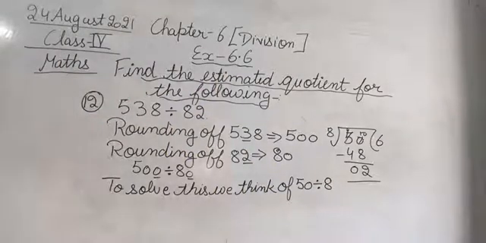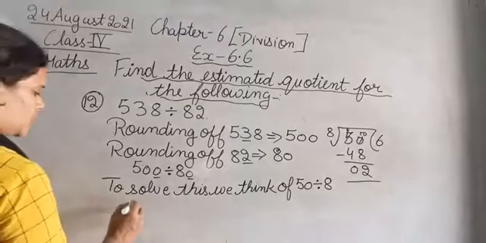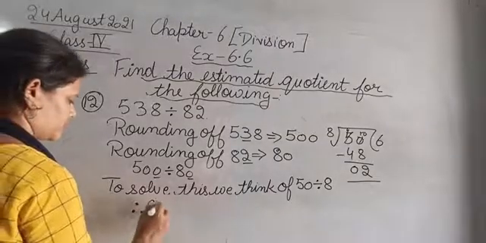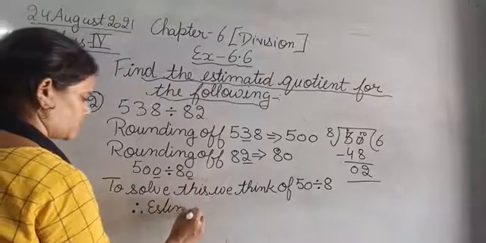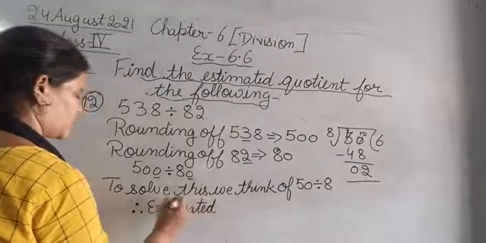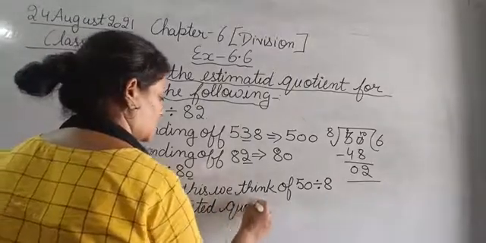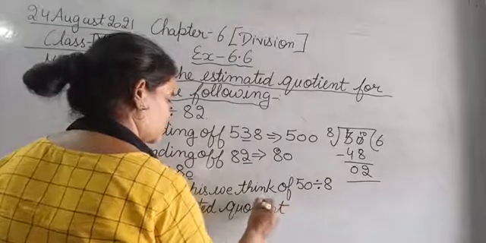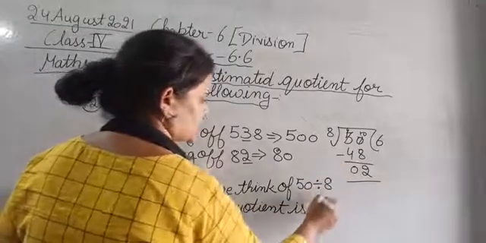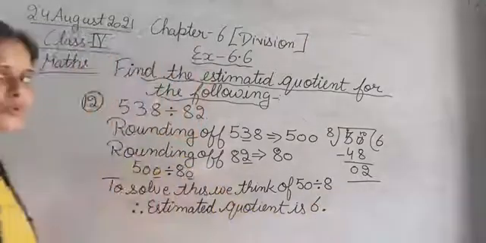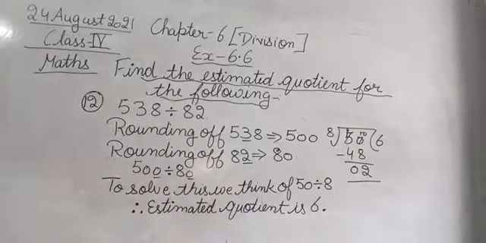So we have to write down the estimated quotient. Therefore, the estimated quotient is 6. The remainder has not been asked, so we are not going to mention it. Okay, therefore the estimated quotient is 6. So this is the solution of question number 12.